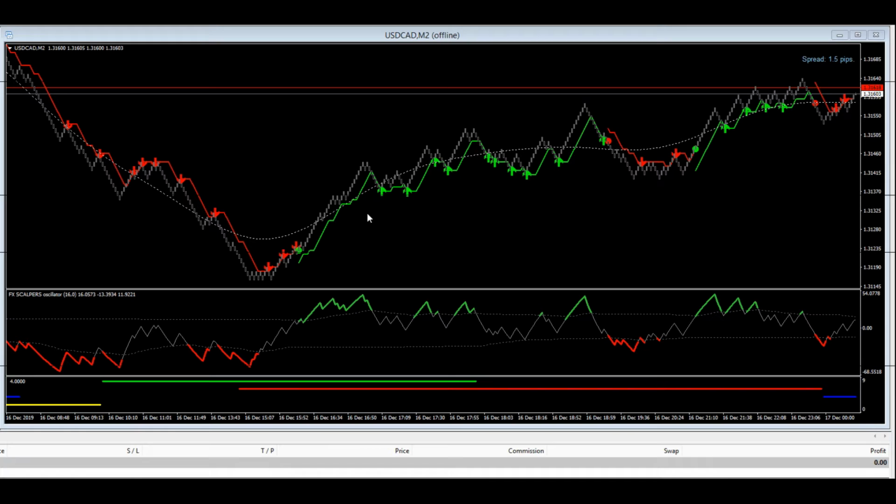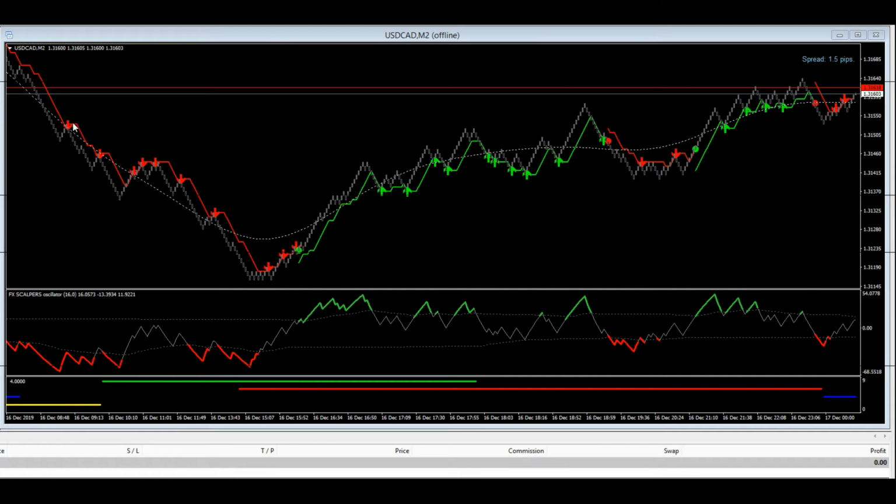So basically the trading system has three elements. The first is the FX Scalpers band, which is the dotted line you see on your screen, right here. Essentially, we are looking for buy signals that occur under this dotted line. So here are some examples of buy signals that we received that occurred underneath the dotted line. So those are valid buy signals.